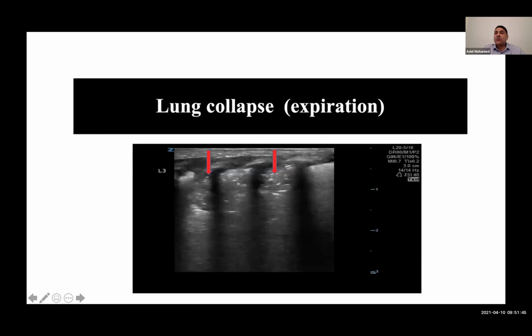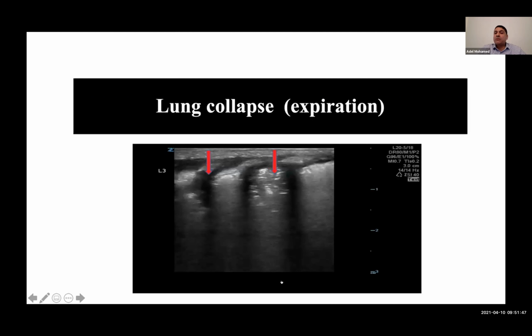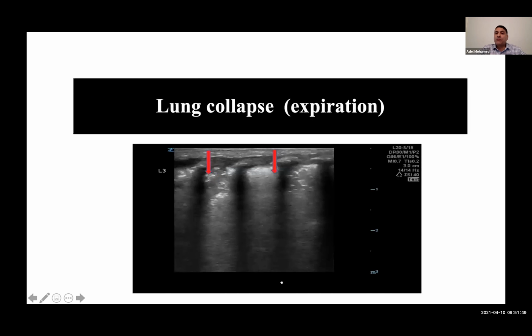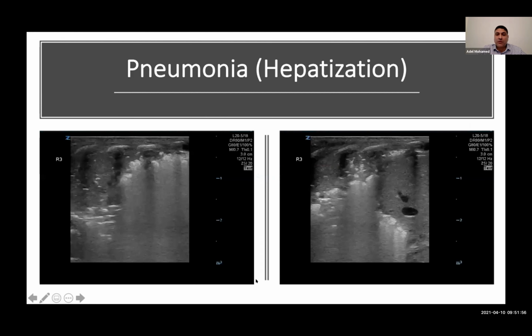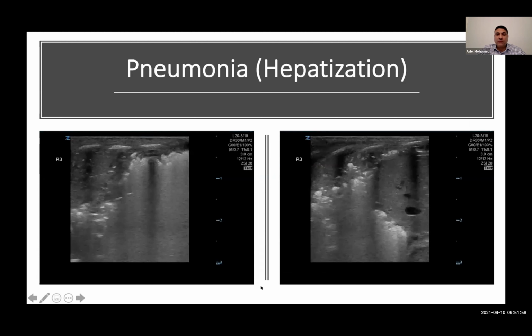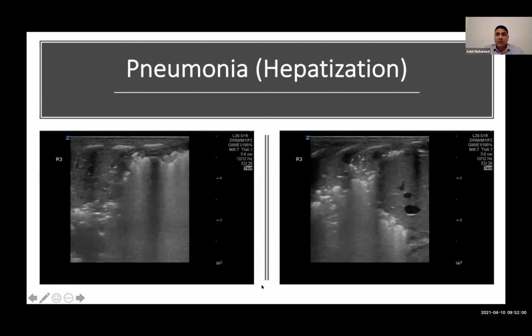But again, it's not as simple as this, and you need some level of experience to differentiate between the two. Again, same, showing during expiration and inspiration. And another case for the pneumonia. Sorry guys, if we skip some of the slides, but you will have all this in detail in your session.